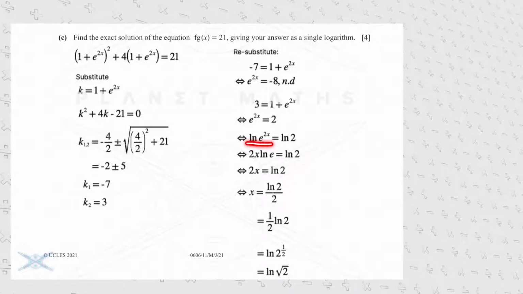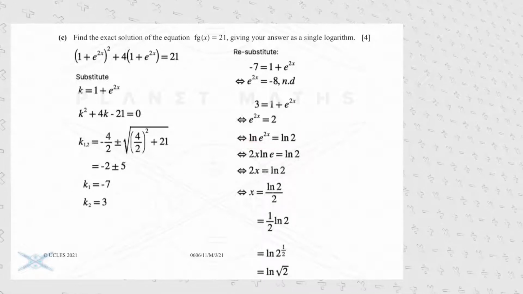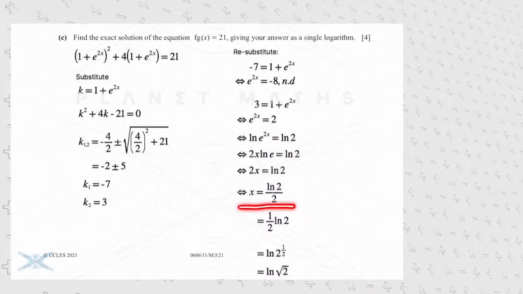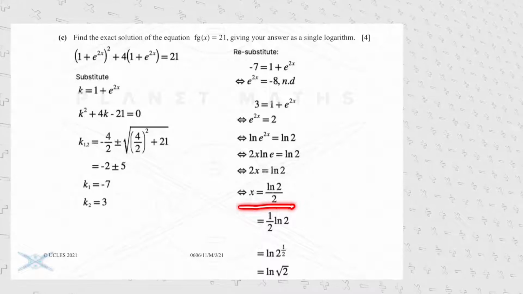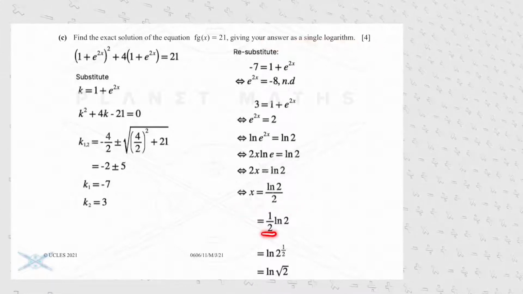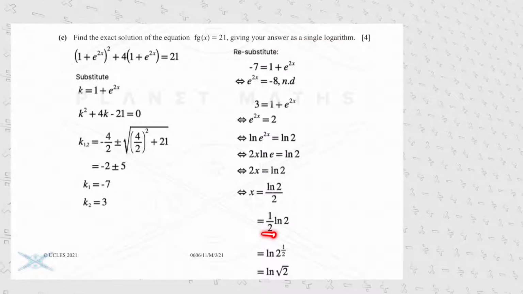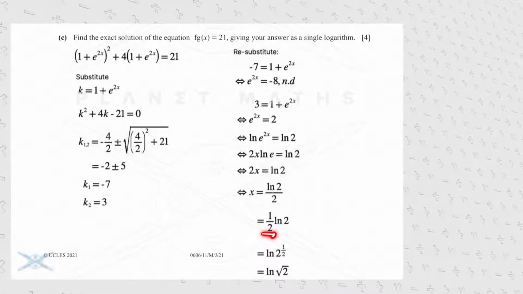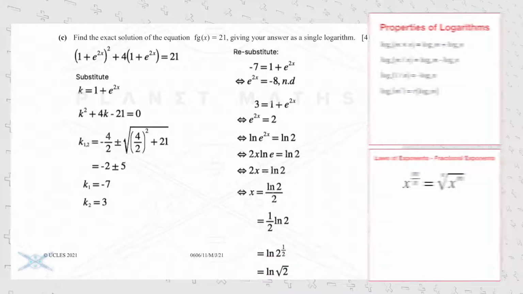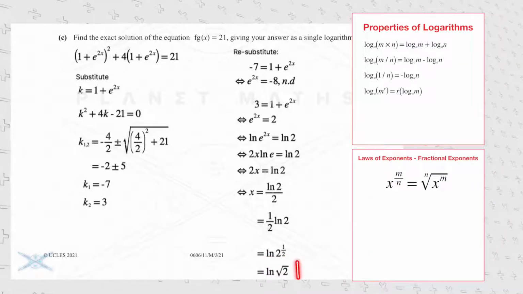Applying properties of logarithms helps us in achieving the aforementioned goal. From here we just rearrange our equation for x, while not forgetting that the answer needs to be provided as a single logarithm. This can again be accomplished by making use of the properties of logarithms in conjunction with the properties of exponents. Thus our result should be the natural logarithm of the square root of 2.